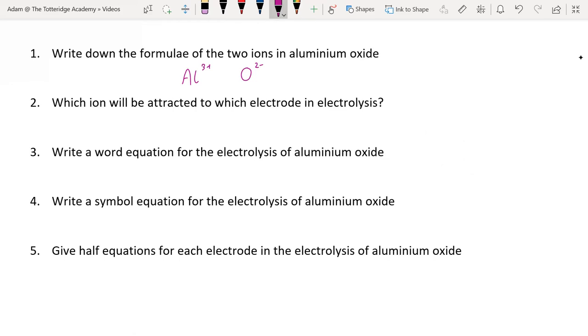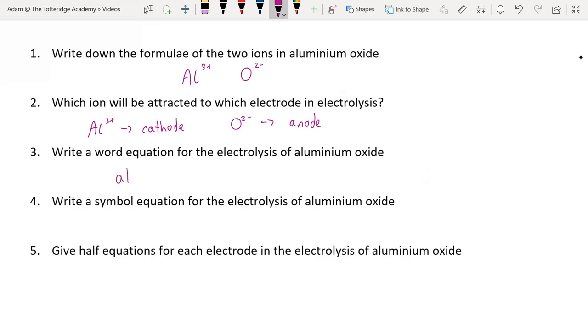Which ion will be attracted to which electrode in electrolysis? So Al3+ will be attracted to the cathode, i.e. the negative bit, and O2- will be attracted to the anode, i.e. the positive bit, or the positive electrode.